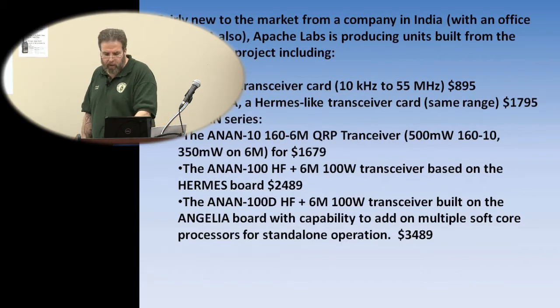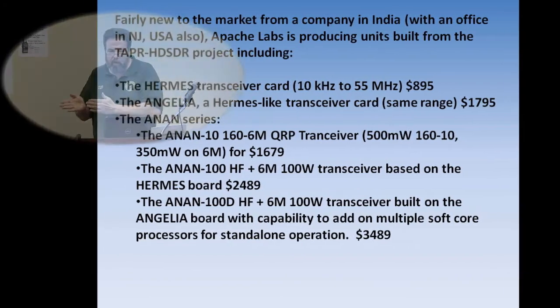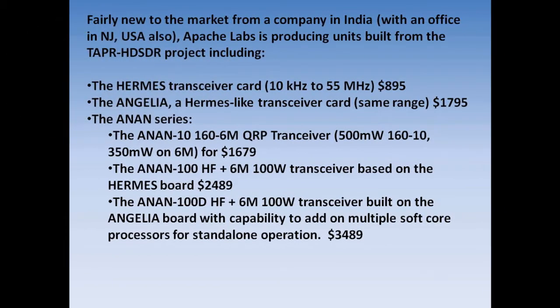I mentioned this company in India with the Apache Labs. They're taking what's called these Hermes transceiver cards, and they're putting them in there, and they're 10 kilohertz to 55 megahertz. And they range from $900 again to about $3,500, depending on what you want to get into it. And most of the difference is how much spectrum you can look at and how many slices.